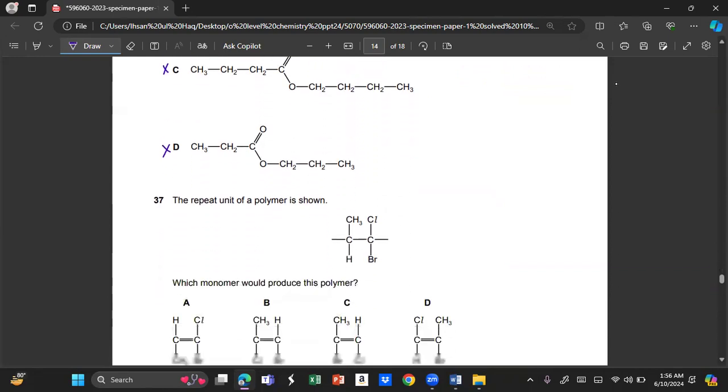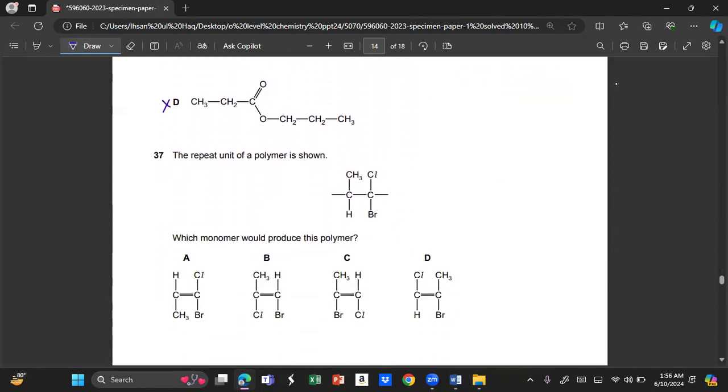Okay, now let's move to question number 37. This is very easy. The repeat unit of a polymer is shown. Boys, a polymer is a complex compound formed by the combination or addition of smaller simple units known as monomers. Just like if we see a wall has bricks in it, bricks are monomers and the wall is a polymer. So this is a section of polymer, which is also known as the repeat unit. So the backbone of this polymer is this one. It has two carbons.